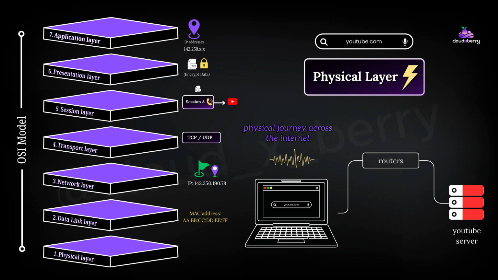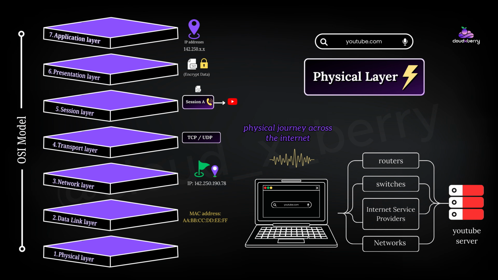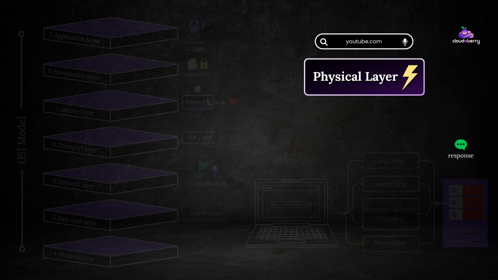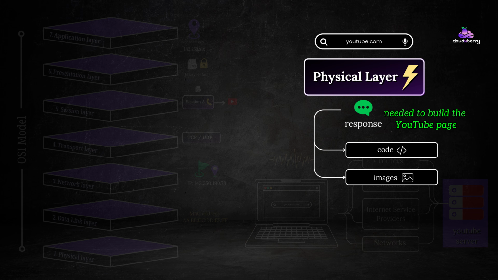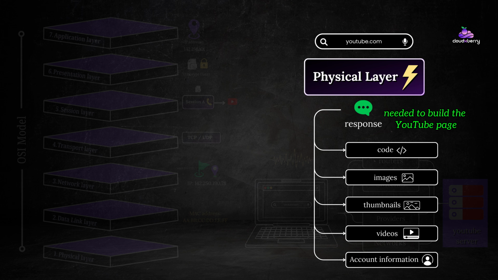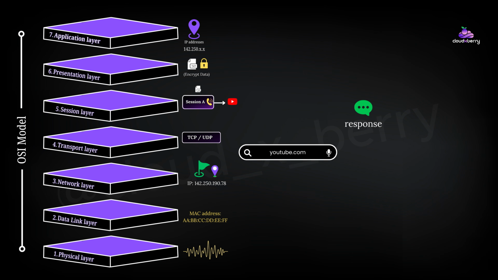It travels through routers, switches, Internet service providers, and networks around the world, until it eventually reaches YouTube's servers. YouTube receives the request, processes it, and prepares a response. That response contains everything needed to build the YouTube page, including code, images, thumbnails, videos, and account information. Now the journey happens in reverse.